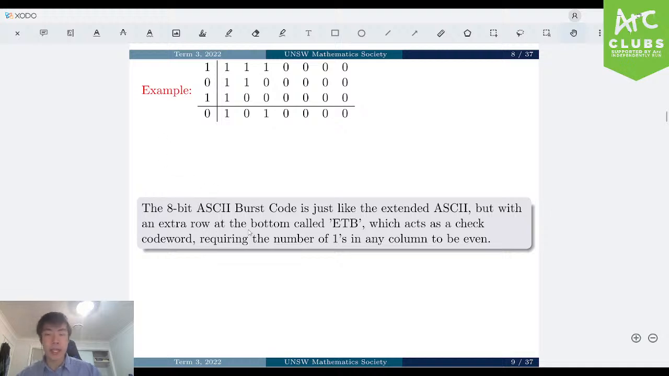So the 8-bit ASCII burst code is just like the extended ASCII, but with an extra row at the bottom called ETB, which acts as a further checking mechanism. In this case, it will act as a check code word, requiring the number of 1s in any column to be even as well. I don't know why the example jumped to the top; it should have been down here. But essentially, let's say you want to send the message A, B, C.